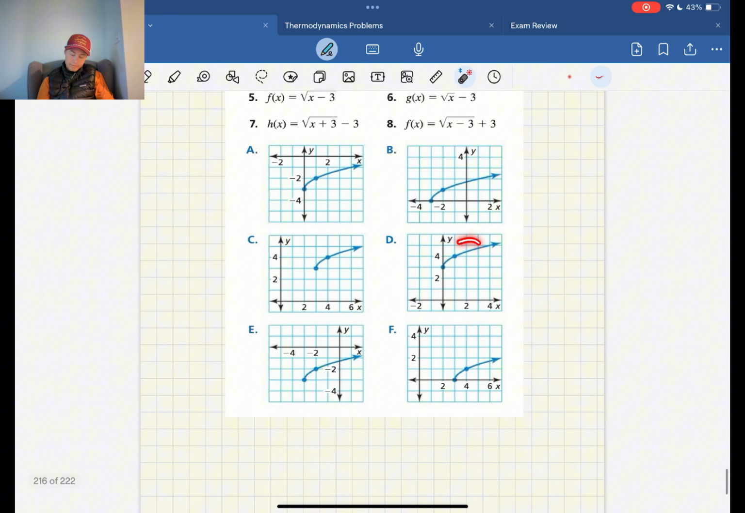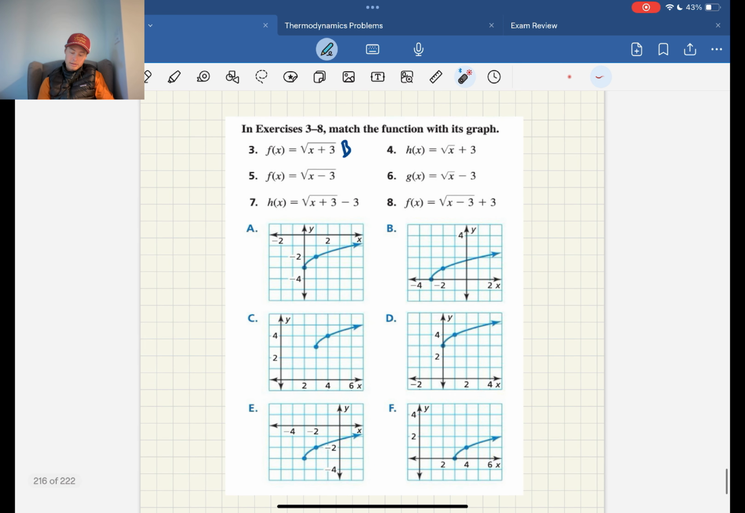Well, if you look at D, instead of starting at 0, 0, it starts at 0, 3. Shifted it up by 3 units. So D is the answer for number 4.